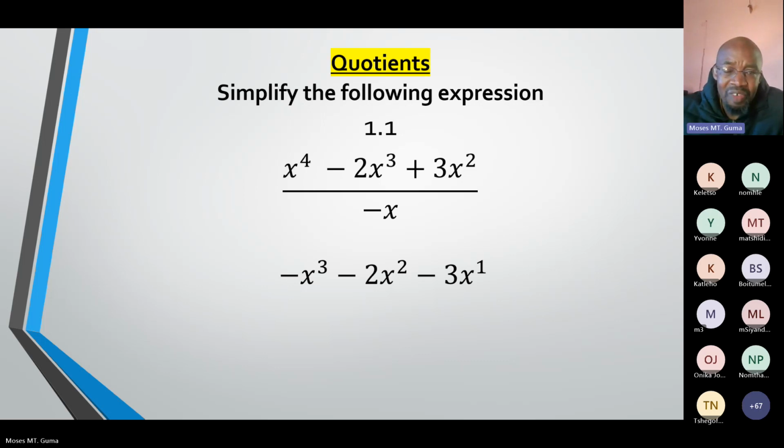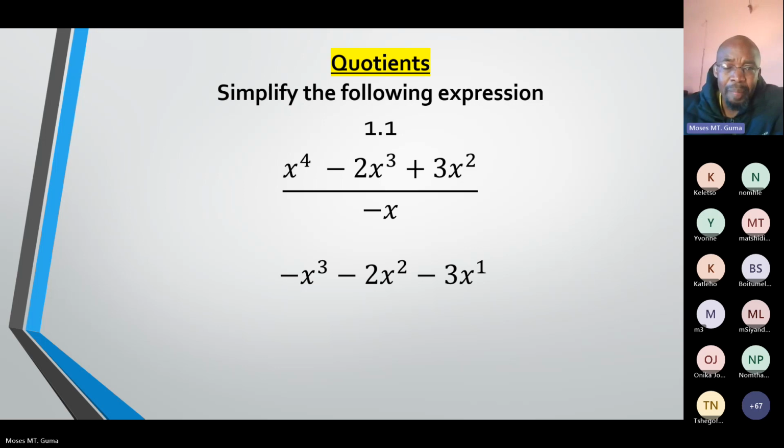X cubed divided by x. Again, I'm dividing powers with the same base. I must subtract the exponents. And the exponent there, let me put it, it is 1. That would be x. I put my x there because both of them are having the base x. And it would be 3 minus 1, which is a 2. That is where the plus 2x squared comes from. I have divided this by that.